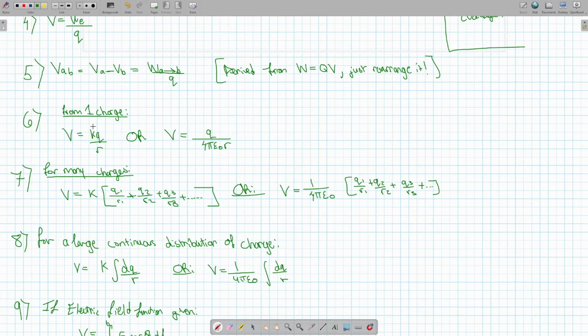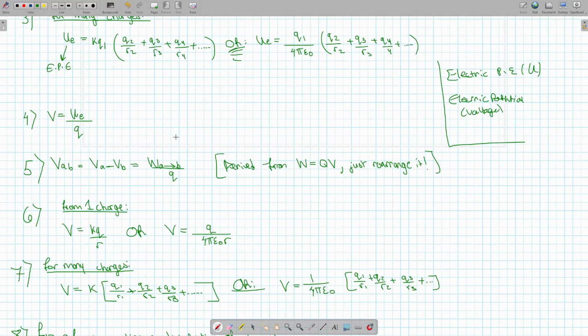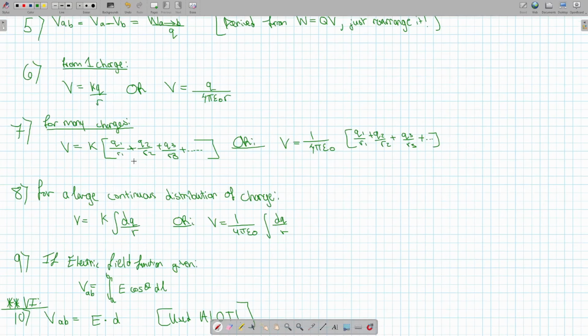And from one charge it is basically KQ over R, or again, swap the K with 4 pi epsilon node, and you get Q over 4 pi epsilon node R. If you have many charges, similar to how we did it for the potential energy, instead of the Q, you're going to have Q1 over R1, Q2 over R2, Q3 over R3. Again, I put two formulas because instead of K, I put 4 pi epsilon.